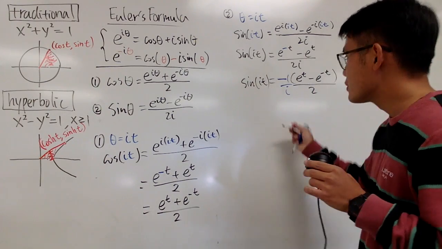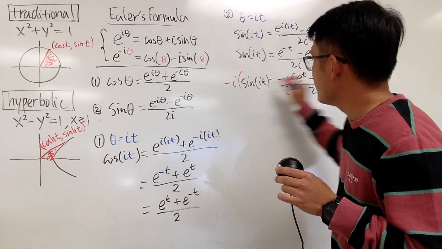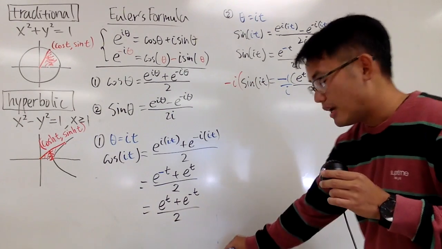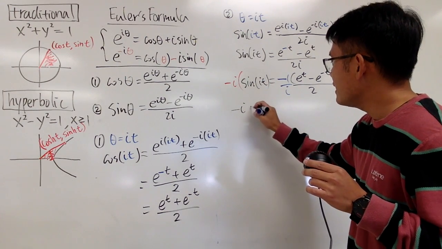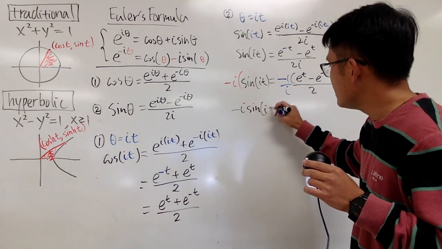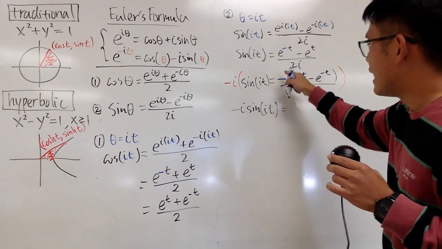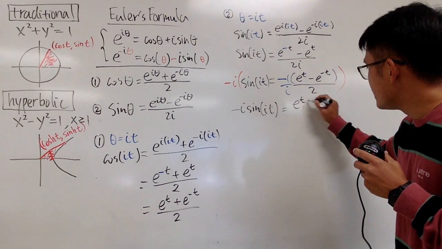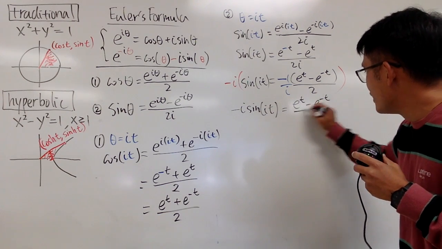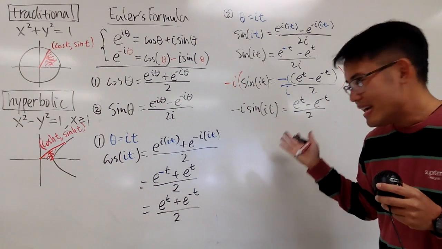And now, I'm just going to multiply by negative i throughout this equation. And we will see that on the left-hand side, we get negative i times sine of it. This times that, i cancel, negatives cancel, and we just have that, which is e to the t minus e to the negative t over 2 right here. And yes, they are really cool, isn't it?